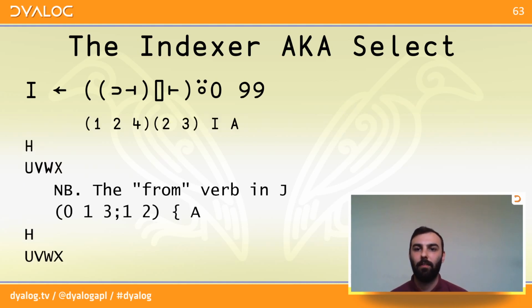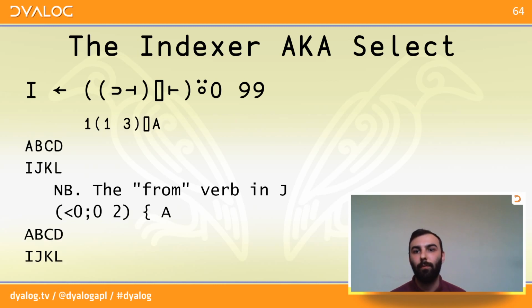So that's the indexer. It also happens to be, and I didn't know this until recently, one of the behaviors of the from verb in J. So if that's any argument for calling this a modern APL construct, then I guess that's it. Between this and squad, we get 2 of the behaviors of from, and then there's one other which I haven't got a nice function for, but I'll leave that as an exercise for the viewer.